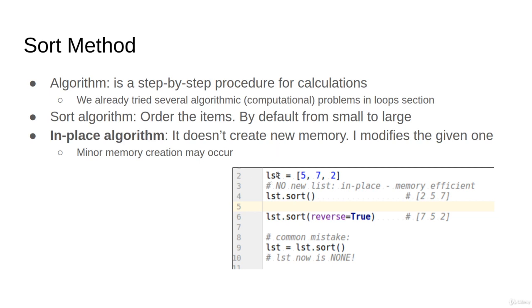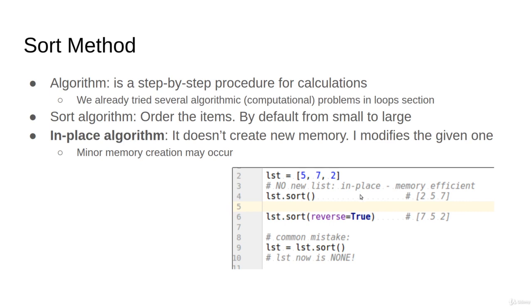Let's see some code. If you define a list here, 572, then you can call the method list.sort. List.sort doesn't return something. As you see here, I'm not writing list equals list.sort, I'm just saying list.sort. The reason behind that is that sort is an in-place algorithm, so the list itself will be changed. If you try to print the list here, it will be 257. If you want the list to be sorted from large to small, you can write the argument reverse equals True to get 752.